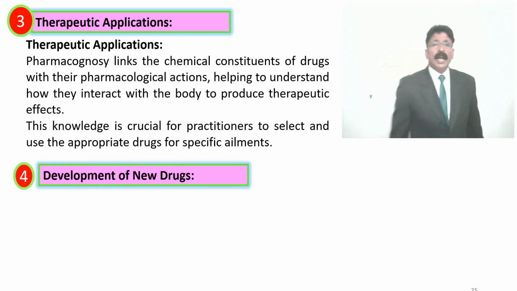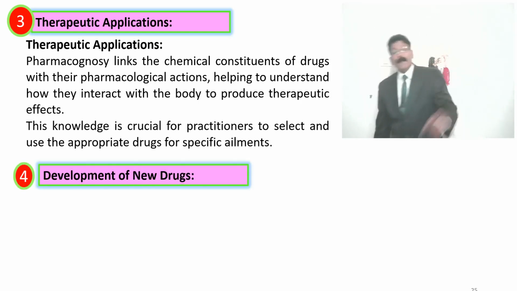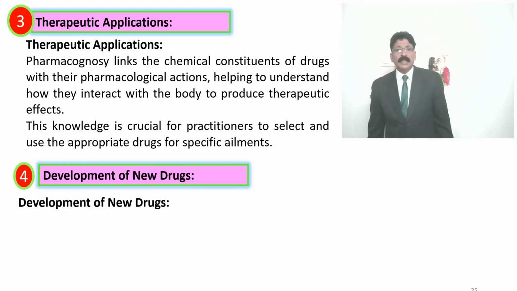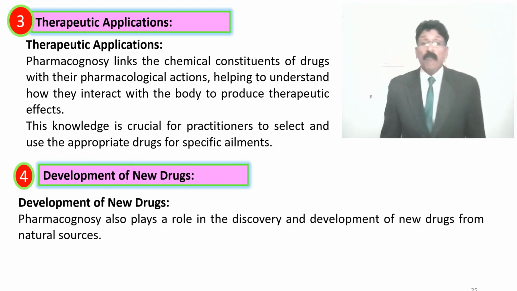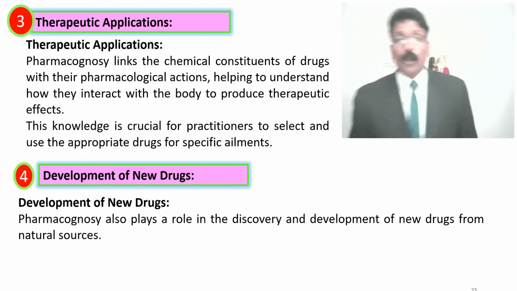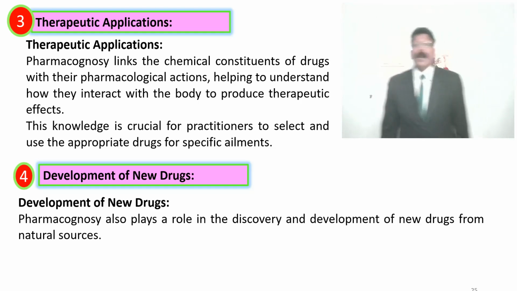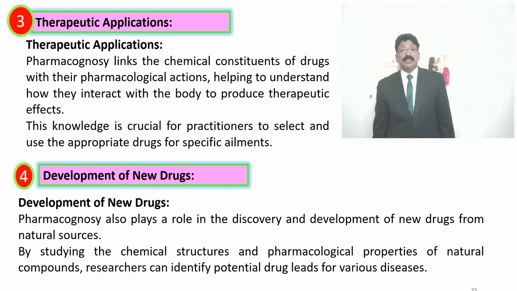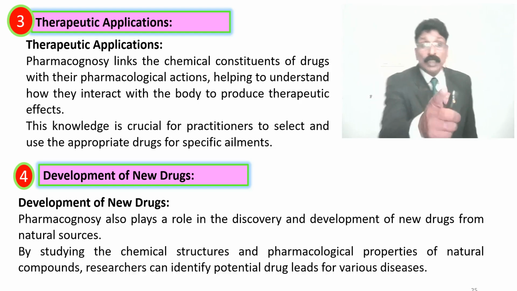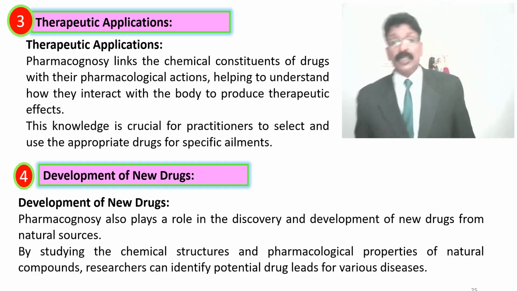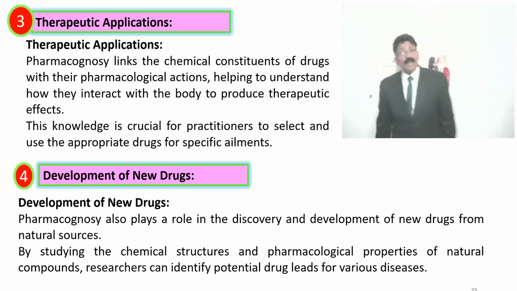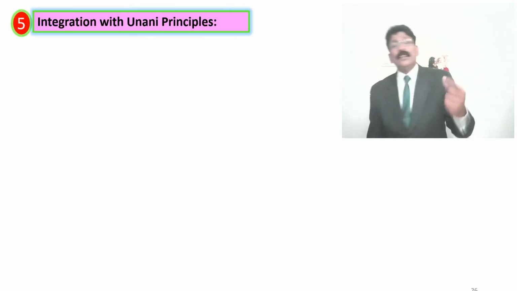And number 4, development of new drugs. Pharmacognosy also plays a role in discovery and development of new drugs from natural sources. By studying the chemical structure and pharmacological properties of the natural compounds, researchers can identify potential drug leads for various diseases. Number 5, integrating Unani principles.